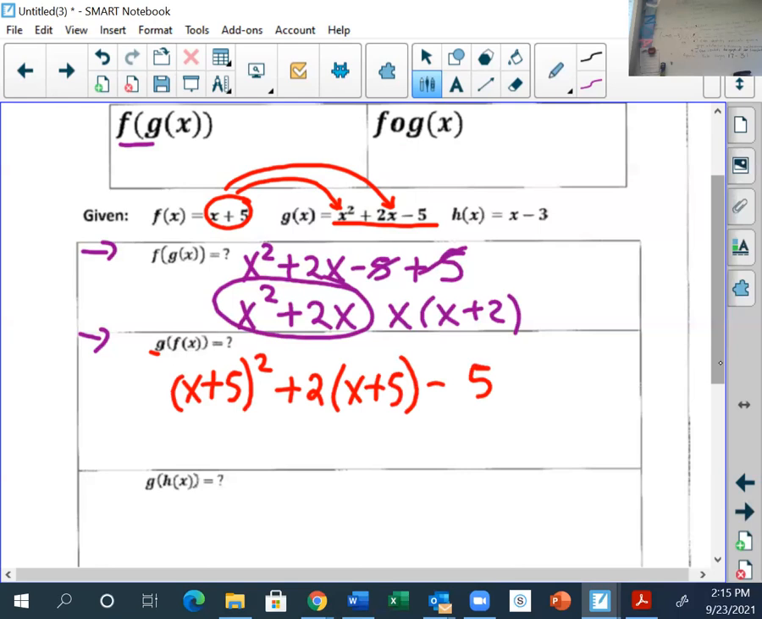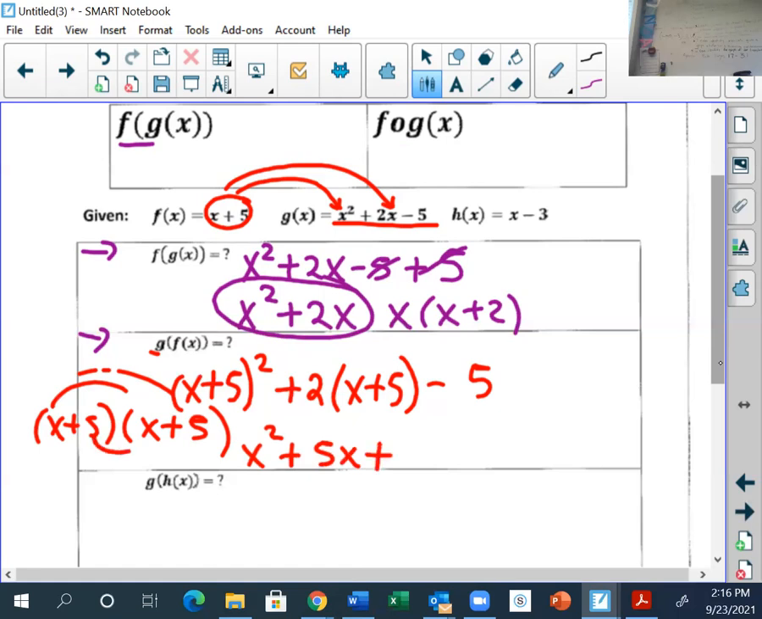So if you remember, when we have x plus 5 squared, it means x plus 5 times x plus 5. You have to do the FOIL method, right? So this gives you x squared plus 5x plus 5x plus 5 times 5 is 25. That is x plus 5 being squared. Okay. All right. Now we're going to combine it with the others.